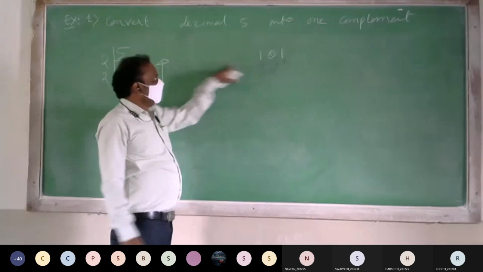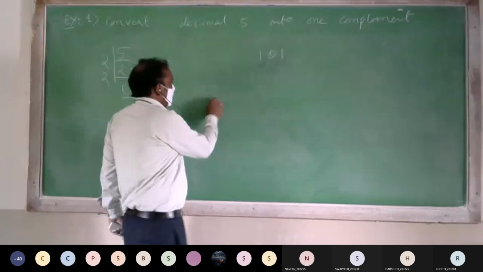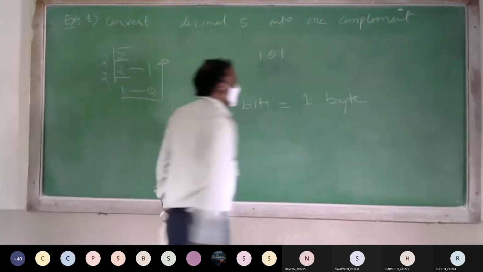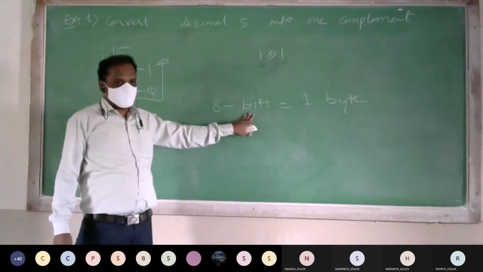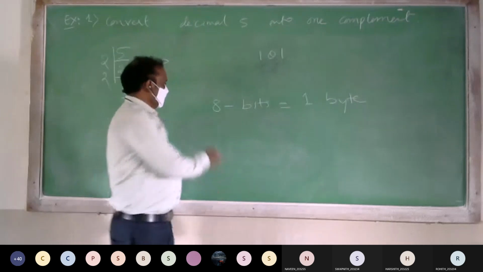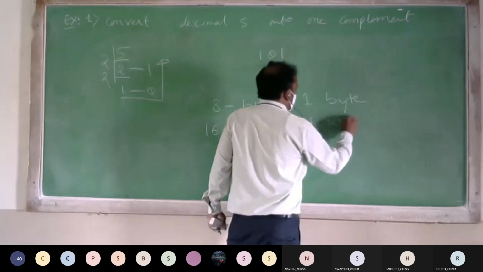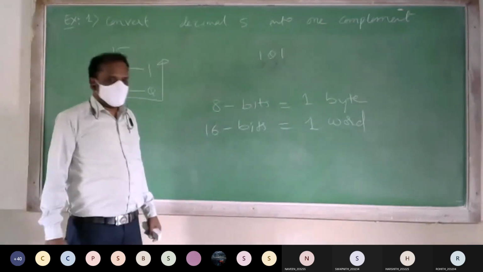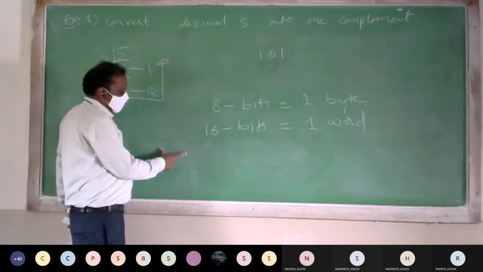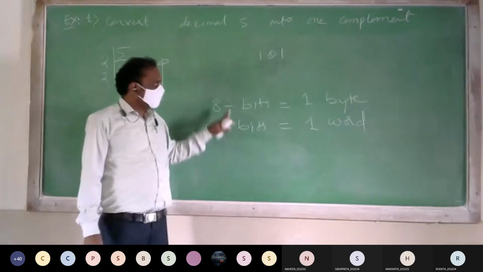Now, usually we will take 8 bits or 16 bits. 8 bits is equal to 1 byte. We call it like this. 8 bits is equal to 1 byte. 16 bits is equal to 1 word. So usually the computer will consider 8 bits or 16 bits.